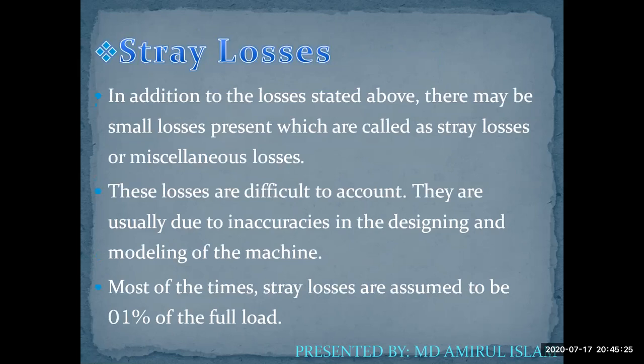Stray loss: in addition to the losses stated above, there may be small losses present, which are called stray losses or miscellaneous losses. These losses are difficult to count. They are usually due to inaccuracies in the designing and modeling of the machine. Most of the time, stray loss is assumed to be 1% of the full load loss.